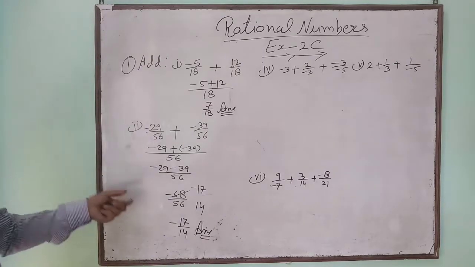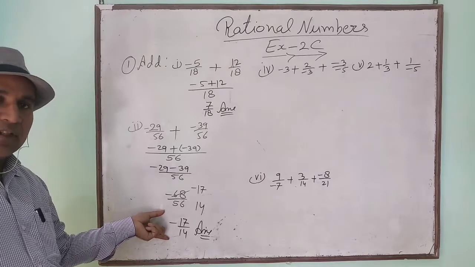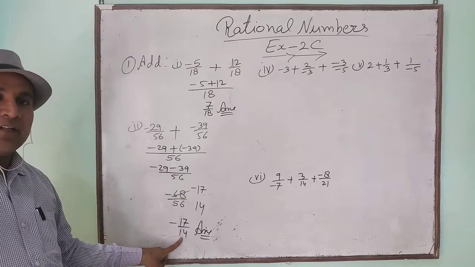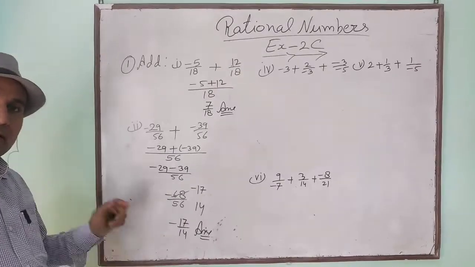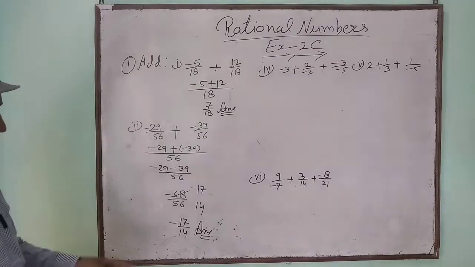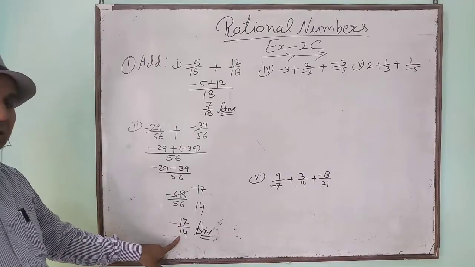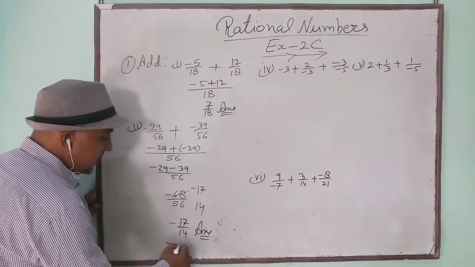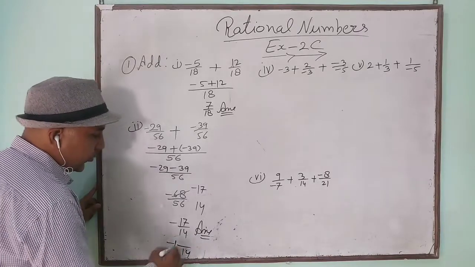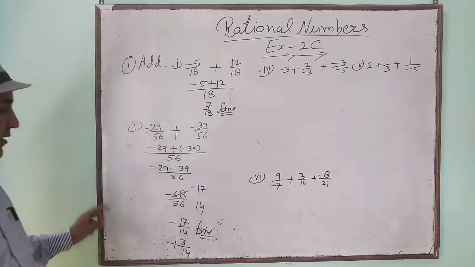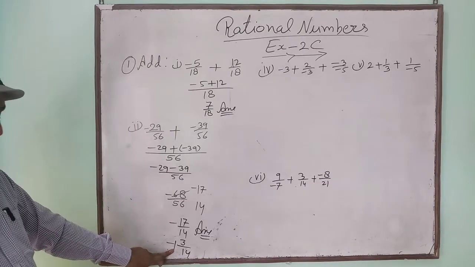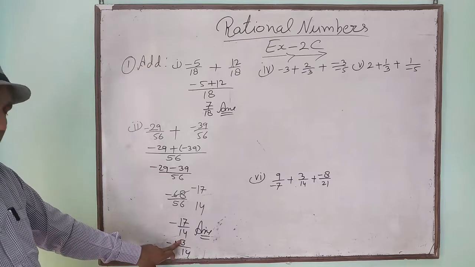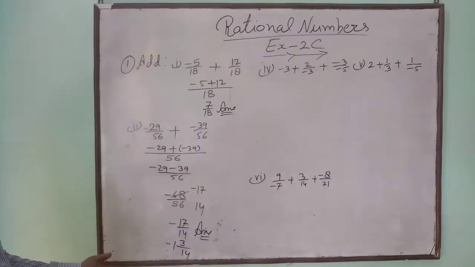See children, this is a rational number, so you can leave your answer here. But I will advise you, if numerator is greater than denominator, then always give your answer in mixed fraction. So how can you write it? 14 into 1 is 14, 3 is remainder. So remainder is written in the numerator. Quotient is written here as the whole number and remainder is written as numerator. Denominator is the same. Okay?